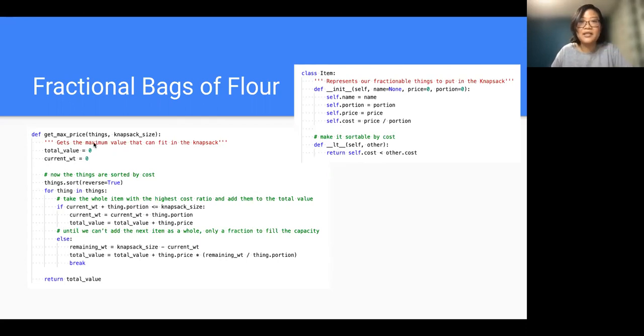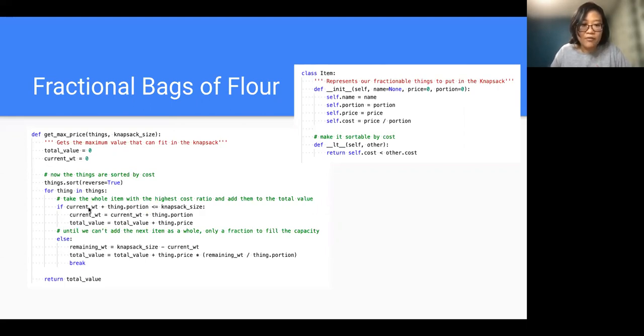So again, very similar, very familiar to previous examples, right? We have an array of things. We sort them by cost so that the first bag we choose is the one with the best weight price ratio. And so we go through our list of things. Again, we take the whole item with the highest cost ratio and add them to the total value.